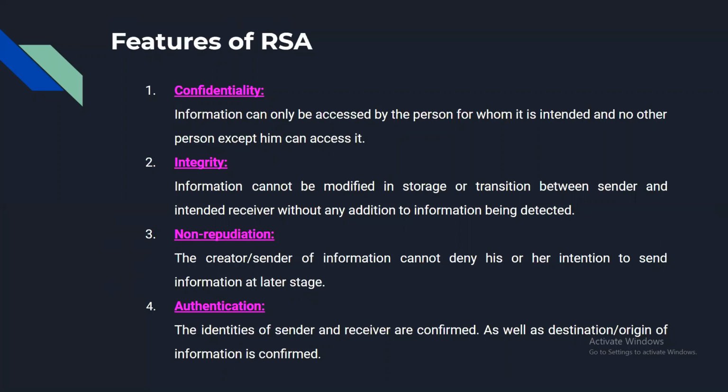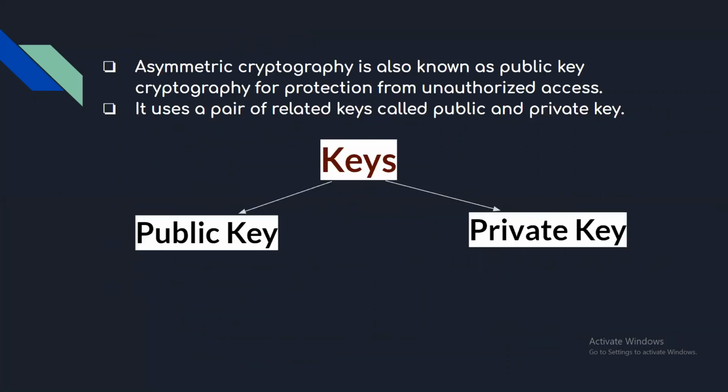If it gets modified, it will lead to destruction or loss of data, so that should not happen. Then there is non-repudiation, which means the creator or sender of information cannot deny his intention of sending that very information, and should not be able to deny it at a later stage. Then there is authentication, which means the identities of the sender and the receiver should be confirmed. Next we have the keys, as I told you, the public key and the private key, and these are for protection from unauthorized access.